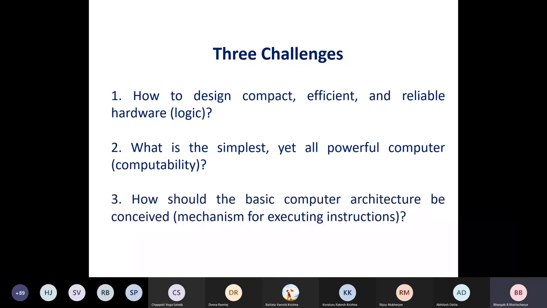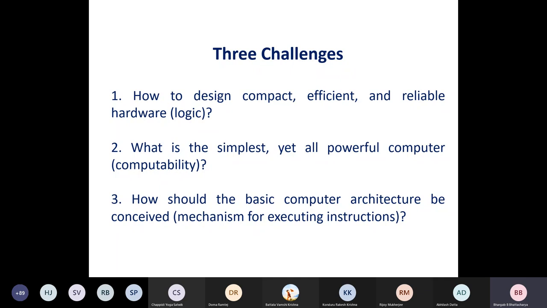The third question is the following: how should the basic computer architecture be conceived? Okay, so if you have a processor, you have an instruction set, and those instructions can be executed by the hardware below. But remember that each instruction requires certain hardware actions. That means a sequence of hardware operations. So how would that sequence of hardware operations be controlled?